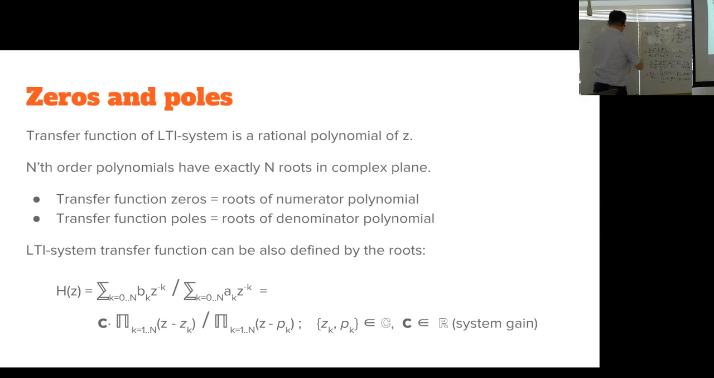Transfer function, just remember what it is. We have the output Z transform, which is the transfer function of the system multiplied by the input. Okay. And this is our signal.